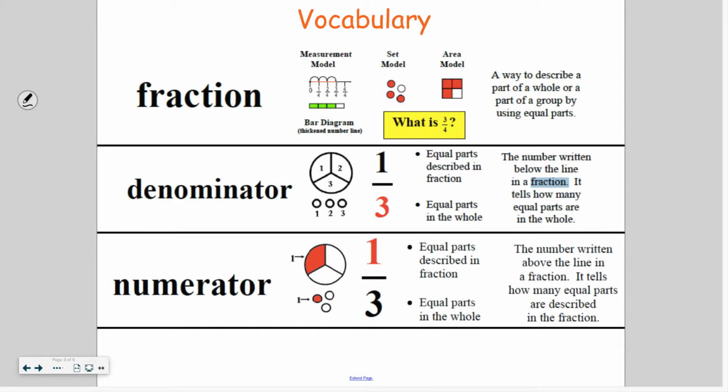As you see with these different diagrams, all different models are showing a fraction. The denominator is the bottom number in a fraction, and it represents how many equal parts are in the whole. The numerator is the top number in a fraction, and it represents how many equal parts are described in that specific fraction. For example, 1/3 is 1 out of 3 total pieces, and all 3 pieces make up a whole, so only having one of them is less than a whole. A fraction is never greater than a whole, because it is always parts of a whole.